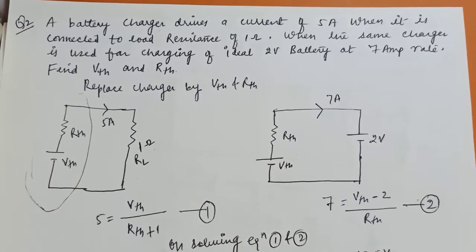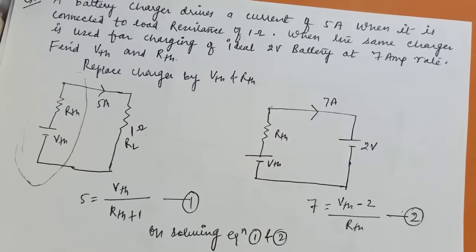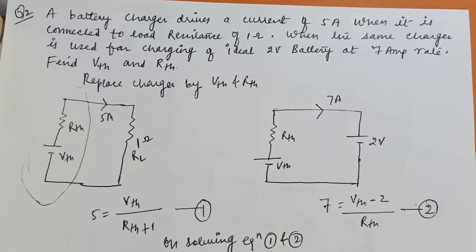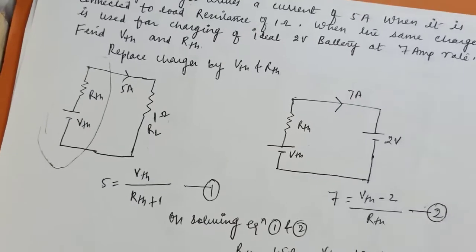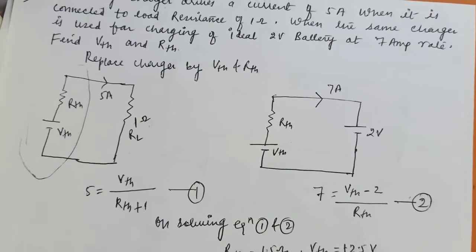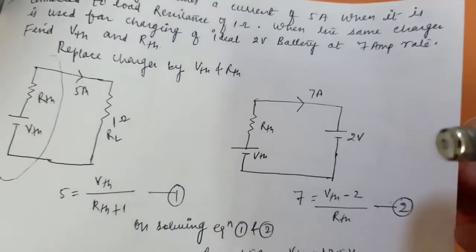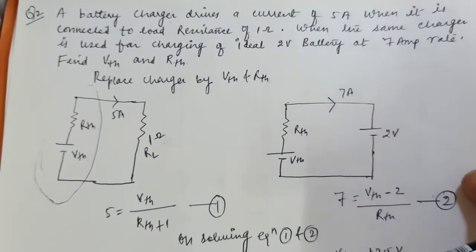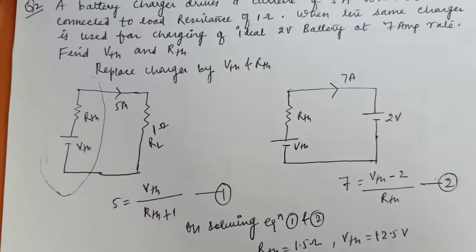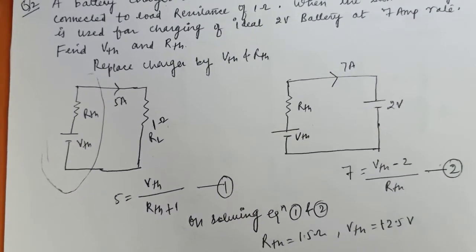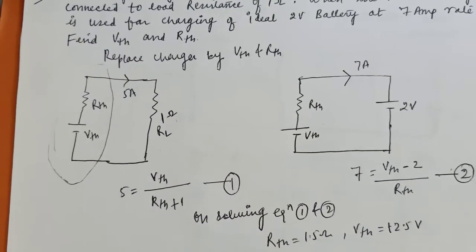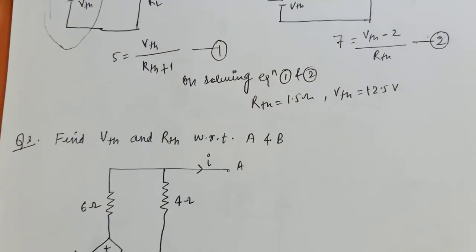Why have I replaced the battery charger with R Thevenin and V Thevenin? Because that battery charger was driving a current, and that current was flowing to the load resistance. So whenever load resistance is given and load current is given, just apply the Thevenin theorem. A battery you can replace by a voltage source and a resistance. That's why I replaced that battery with a voltage source V Thevenin and a resistance R Thevenin.